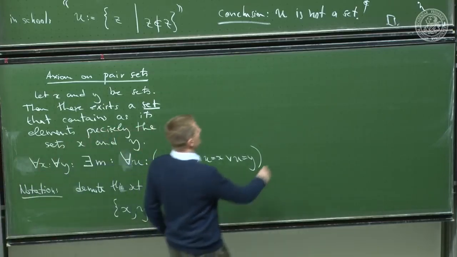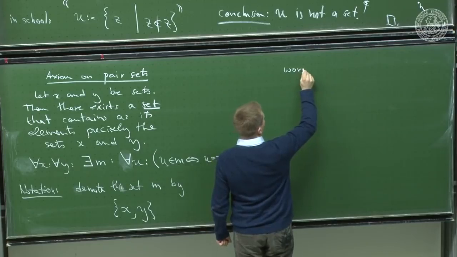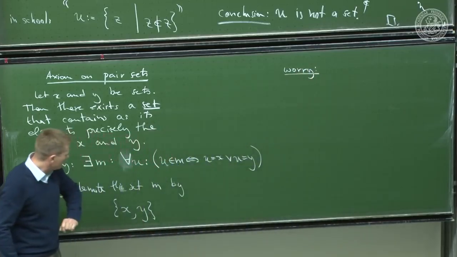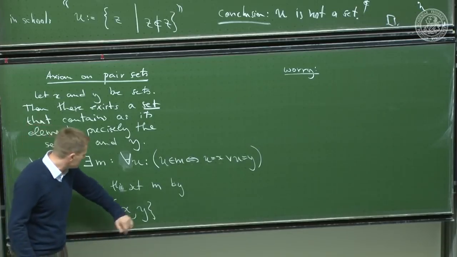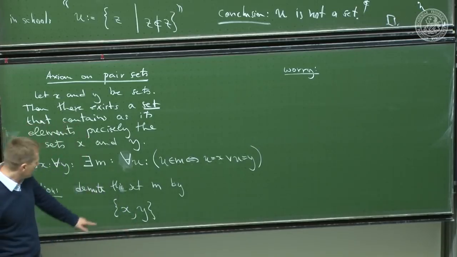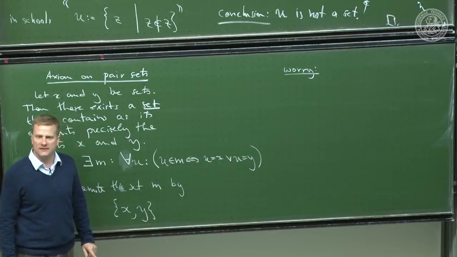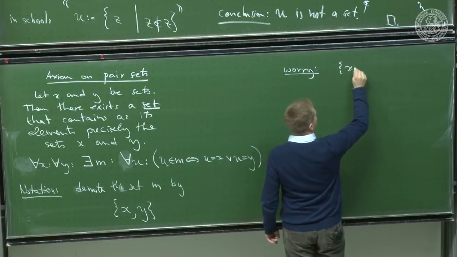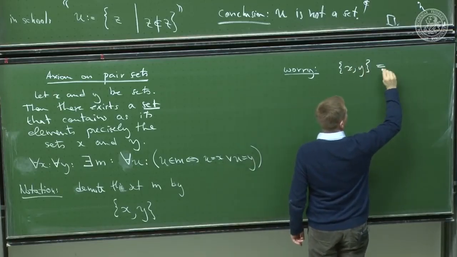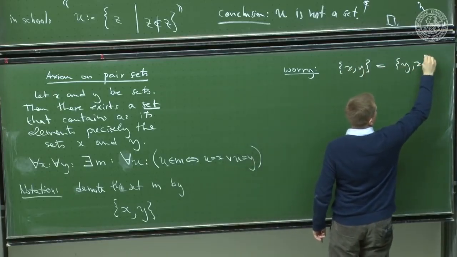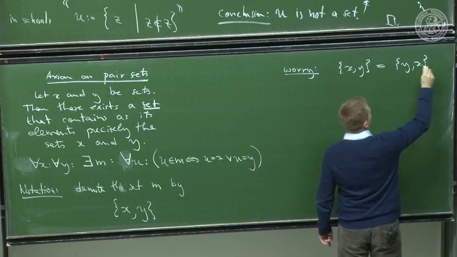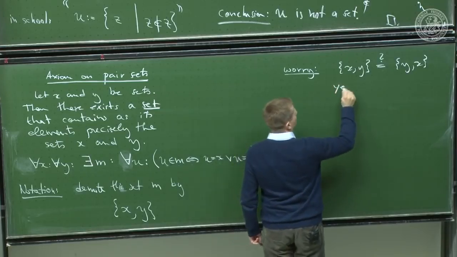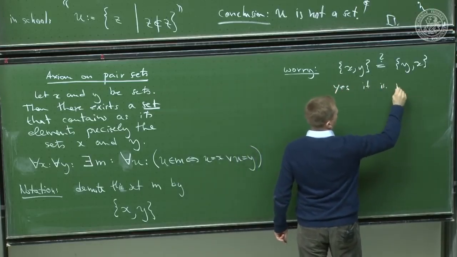Now, there might be an initial worry, and that is, why didn't I call it the set y and x? Why do I call it the set x and y? I introduce an order here, right? Worry: is xy the same as yx? This thing is defined between sets. Is this the same? The answer is yes. It is. No worries.